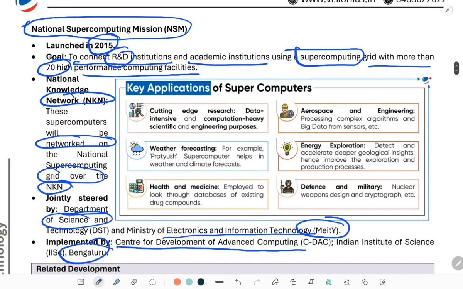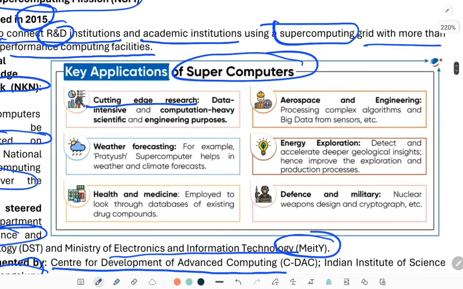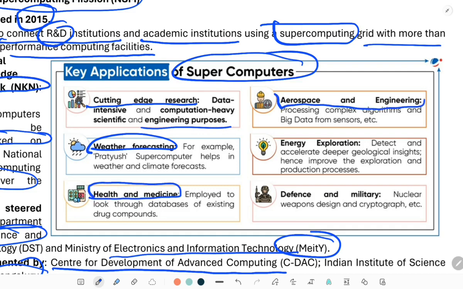We'll see the applications of supercomputers. They are used in cutting-edge research, and data-intensive and computation-heavy scientific and engineering purposes. They are used in weather forecasting, and also in health and medicine. Next, they are used in aerospace engineering and energy exploration, and also in defense and military.